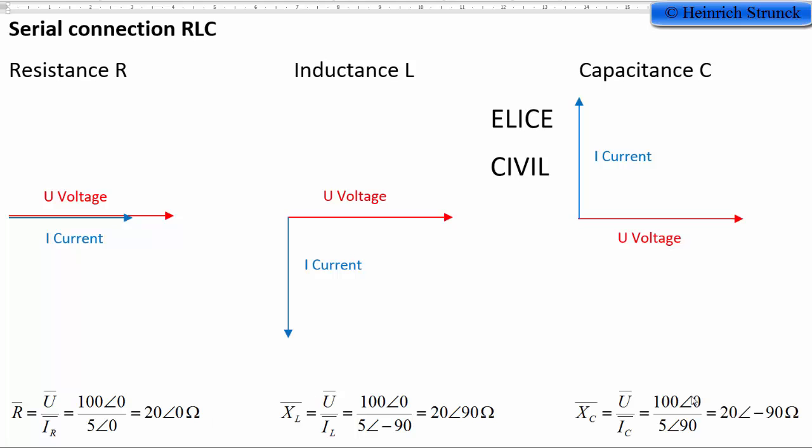This information we have to use when we connect resistor, inductor and capacitor in serial. We know from direct current that for a serial connection we can just add these values together, but now we have to add them as vectors.